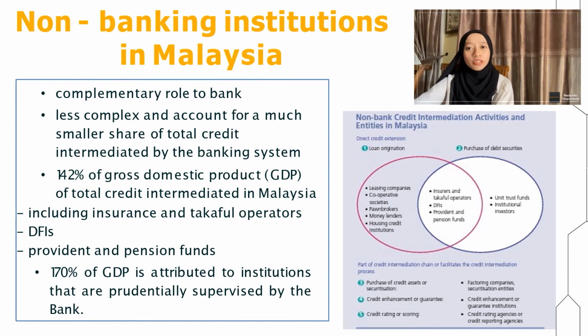Non-banks have a complementary role to banks in providing services to specific market segments, but they are less complex and have a much smaller share than the banking system. But as you can see in the chart, banks represent the mainstay of the financial system, around 142% of gross domestic product, or GDP, including insurance and development financial institutions, or DFIs. And 170% of GDP is attributed to institutions that are prudentially supervised by banks.